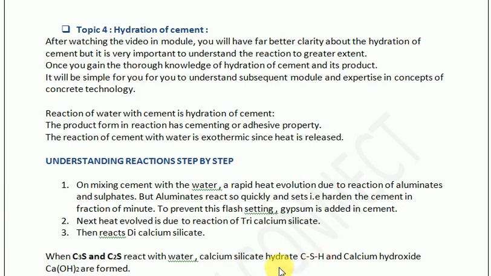This gel is responsible for the binding of aggregates in the concrete. CSH gel is the major chemical which forms the binding strength between the aggregates and makes the material so strong. So the entire concrete technology revolves around the CSH gel. CSH gel is the only chemical. However, as a byproduct, calcium hydroxide is also formed, but it does not contribute to the strength. It's just a byproduct.